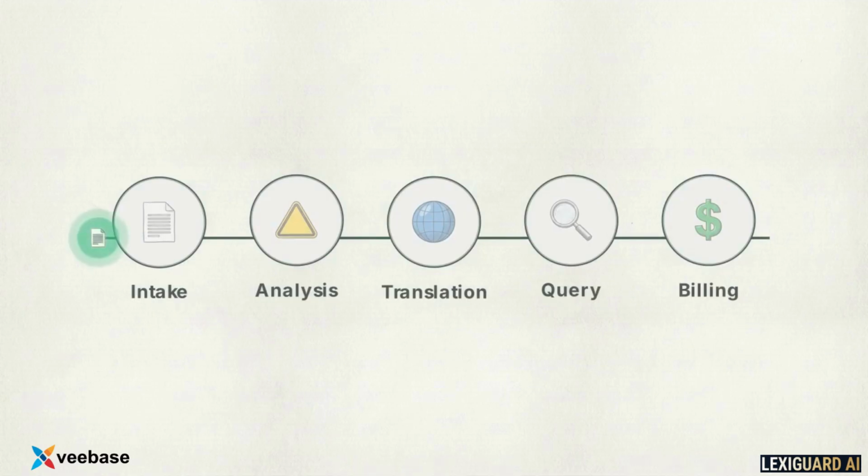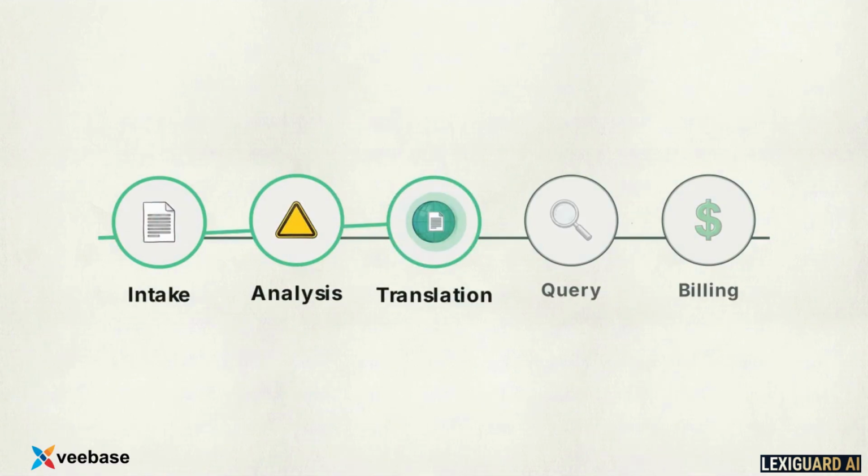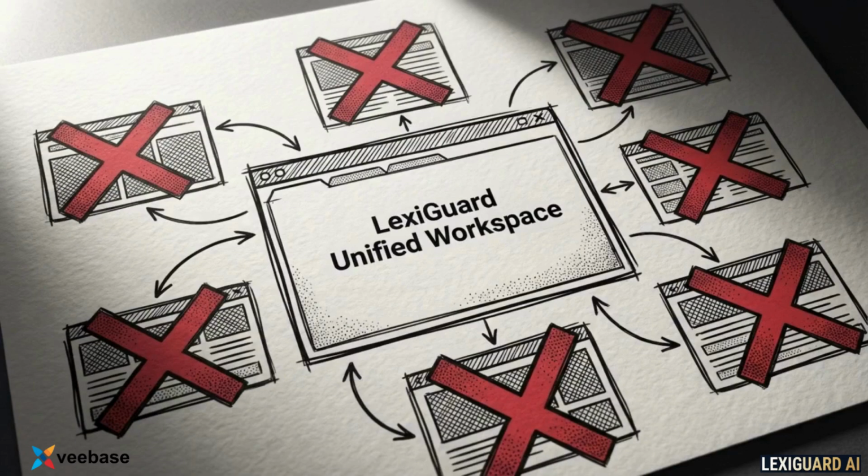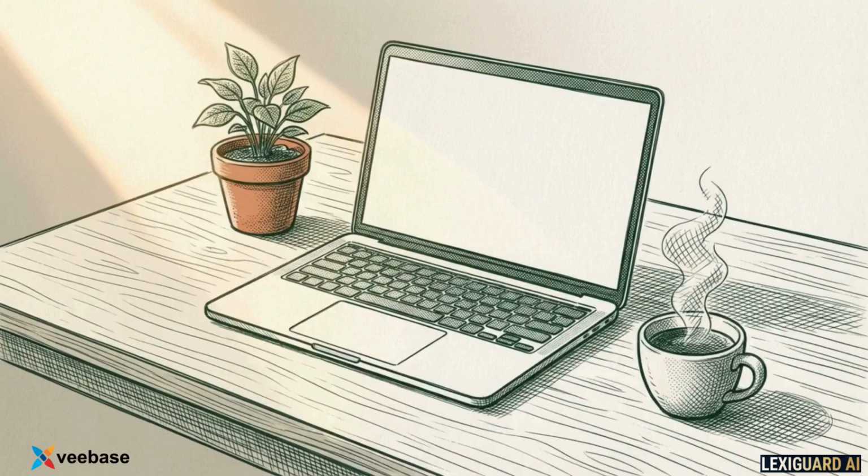We will take a single raw contract and move it through intake, risk analysis, multilingual translation, semantic querying, and final billing, all inside one unified environment. Consolidating these 5 tools into a single platform eliminates the monthly subscription fees for separate software. This shift directly increases the firm's profit margin by recovering hours of lost administrative time.